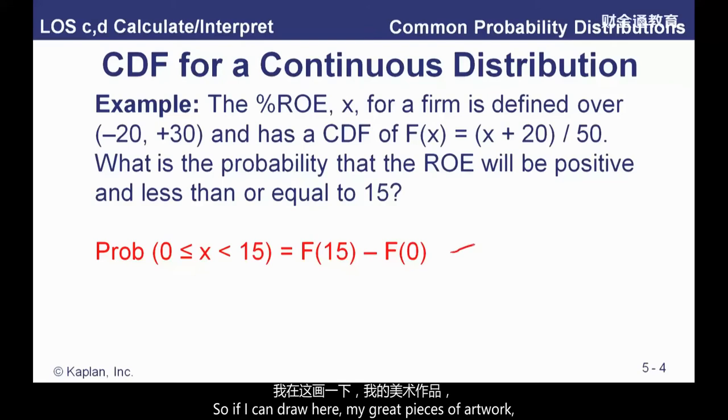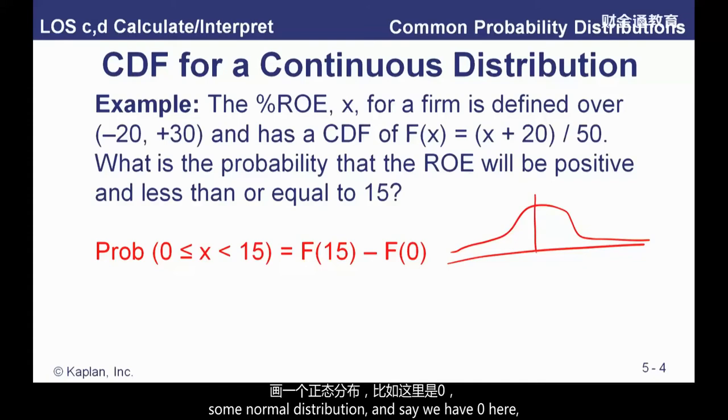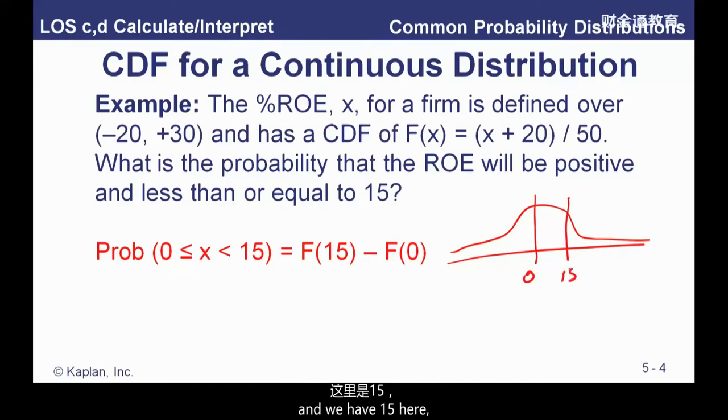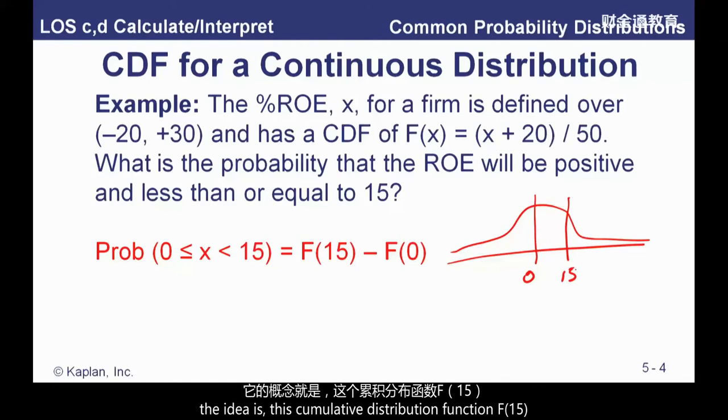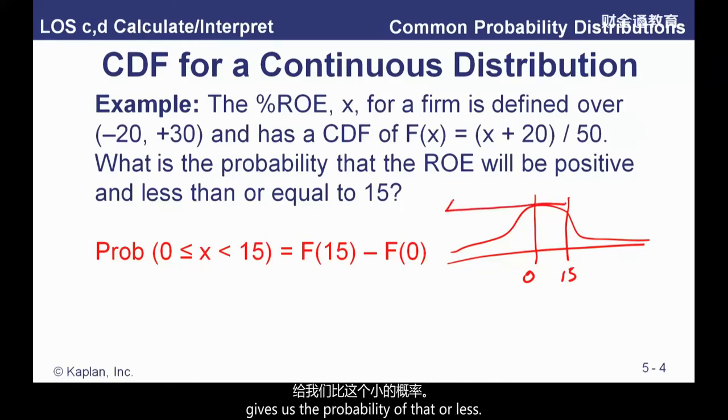So if I can draw here one of my great pieces of artwork, some normal distribution, and say we have 0 here and we have 15 here. The idea is this cumulative distribution function F of 15 gives us the probability of that or less. So it gives us all the probability to the left of 15.